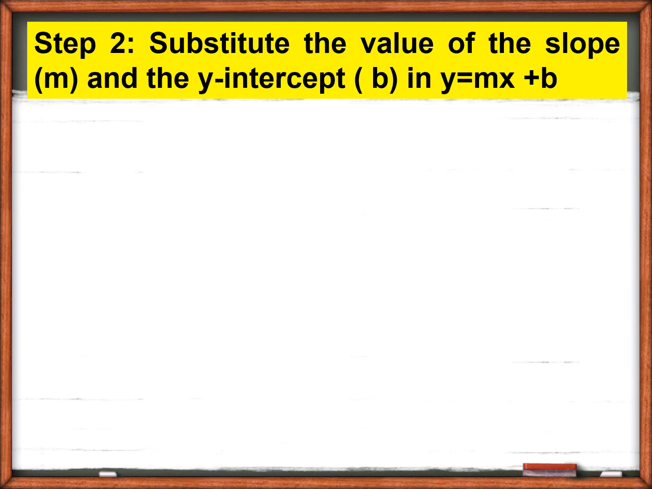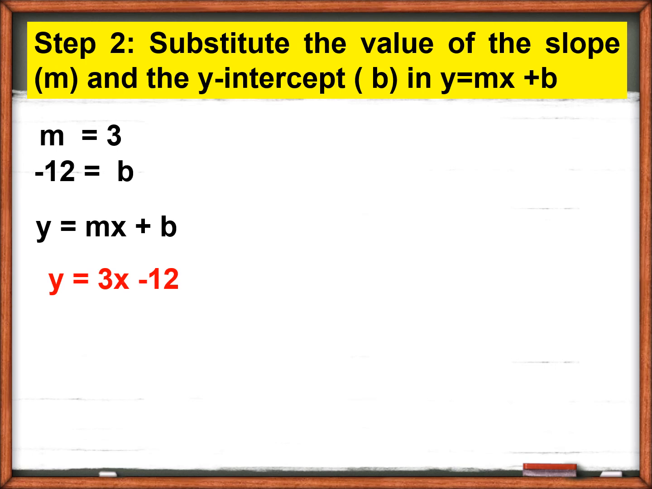Step 2. Substitute the value of the slope and the y-intercept in y equals mx plus b. In step 1, the value of the slope is equal to positive 3. The value of the y-intercept is equal to negative 12. Substituting the value of the slope and the value of the y-intercept in y equals mx plus b, we will have y equals 3x minus 12. This is our equation of the line.